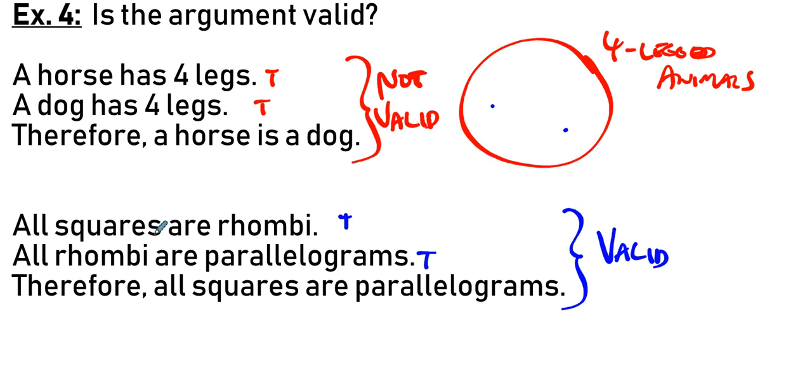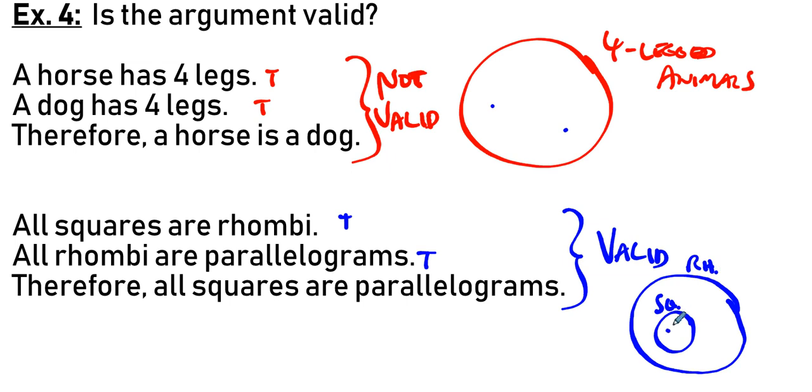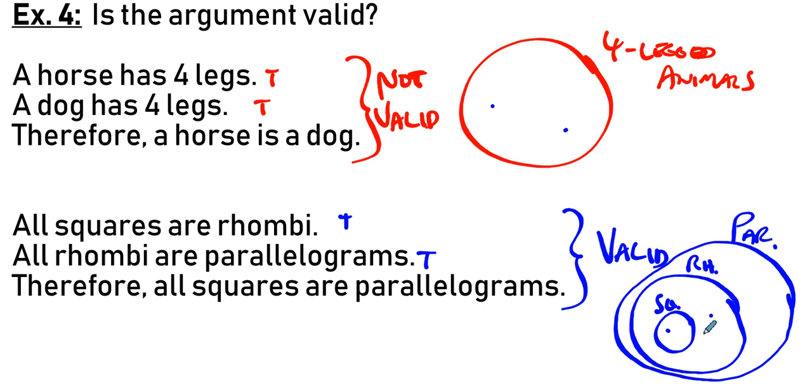But why? All squares are rhombi. So if this is the set of all squares, this is the set of all rhombi. Everything that's a square is automatically a rhombus. And then all rhombi are parallelograms. So if this is the set of rhombi, then this is the set of parallelograms. Everything that's in the set of rhombi has to automatically be in the set of parallelograms. Where does that put the set of squares? It puts the set of squares within the set of parallelograms. This must be true, and so the argument is valid. If the first 2 statements are true, then the last one must follow. So we can use Venn diagrams to help us establish that arguments are valid or invalid.